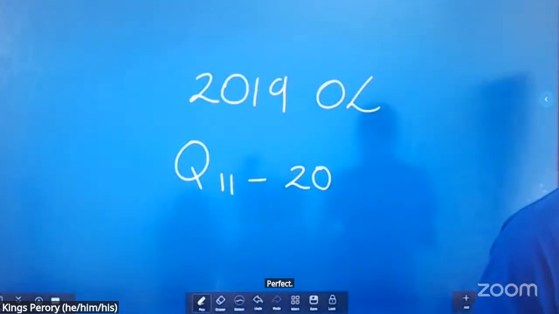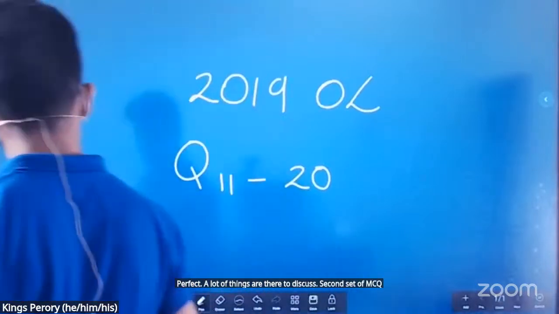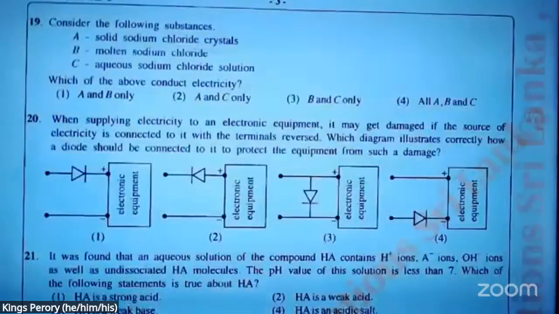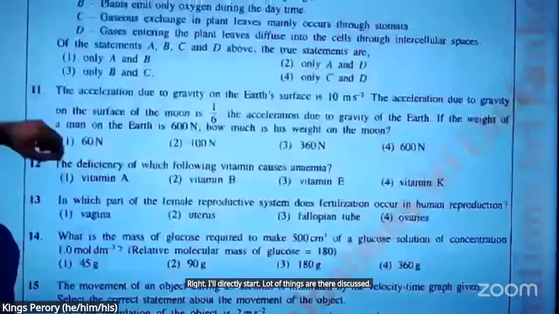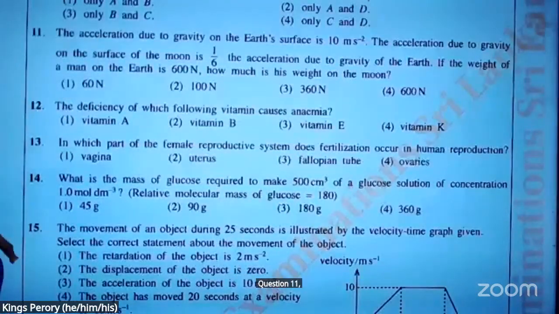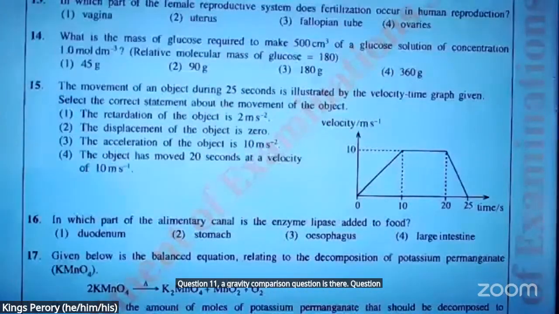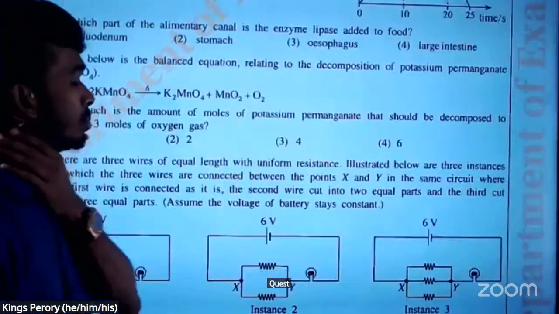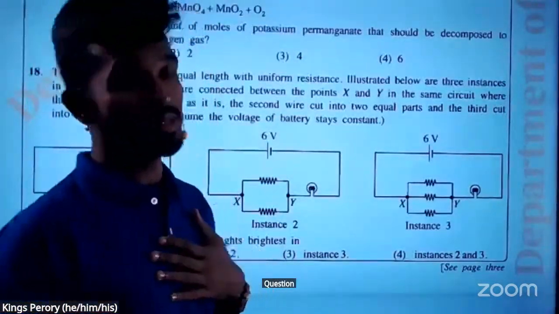A lot of things are there to discuss in the second set of MCQ in 2019. I'll directly start. Question 11, a gravity comparison question. Question 15, a VT graph question. Question 17, a mole comparison. Question 18, a resistor problem.